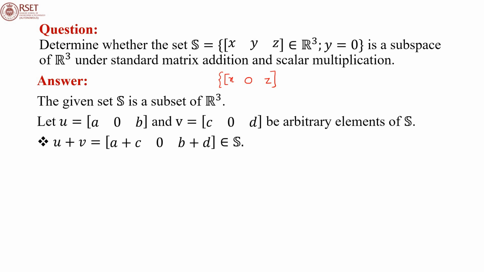So what is U plus V? U plus V is equal to (a plus c, 0, b plus d). The second entry is again 0. So that is an element of S. So closure under addition is satisfied.